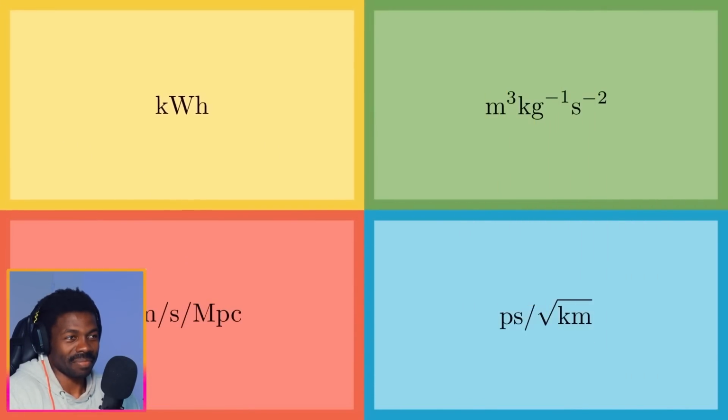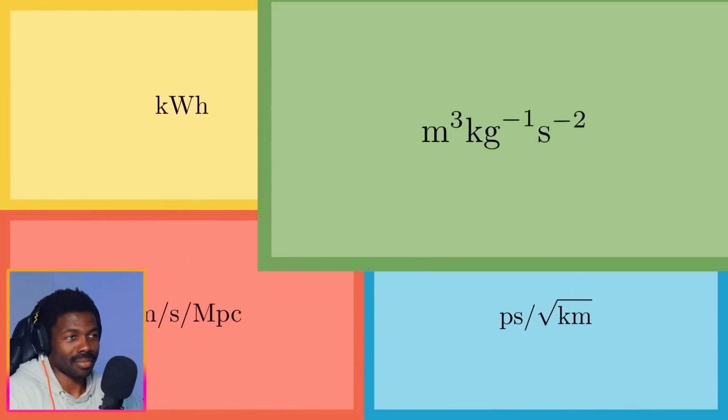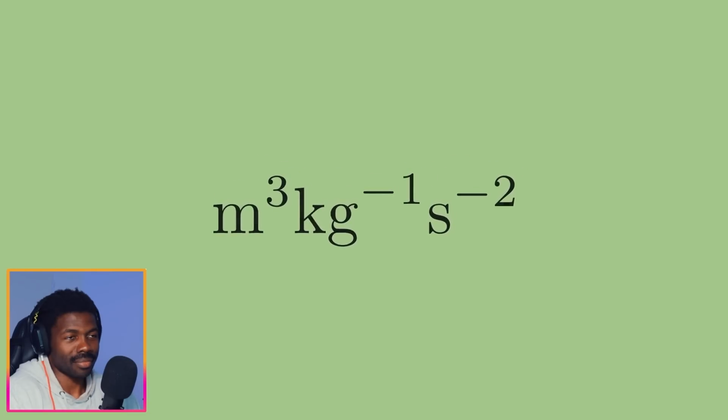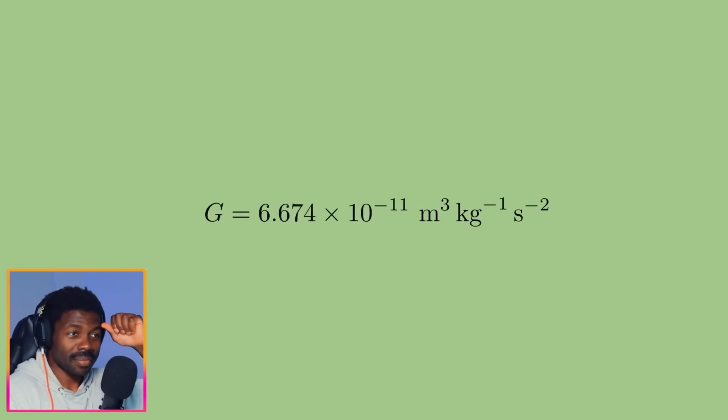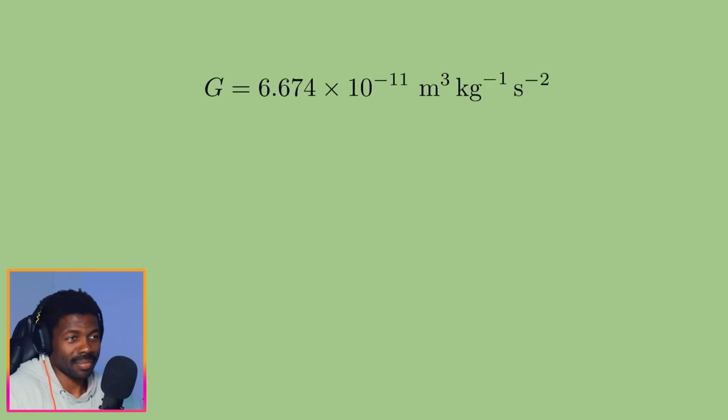We'll see more of this cancellation later in the video, but first I want to say something about this general process of multiplying and dividing units. Gravitational constant. Most physical constants have units. For example, the gravitational constant, which relates mass to gravitational force, has units of cubic meters per kilogram per second squared. Let's see where this unit comes from.